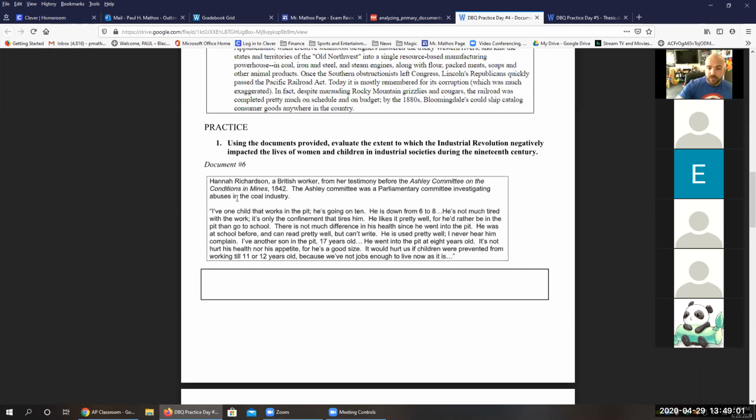Just remember here, going back to it, read what she's saying. There's not much different in his health since he went into the pit. He was at school and can read pretty well, but can't write. I've never heard him complain. It seems like she's trying to say everything's okay. He can't do certain things because he's not in school, but he's working. She seems to be saying she doesn't want these things to be shut down. They need the money.